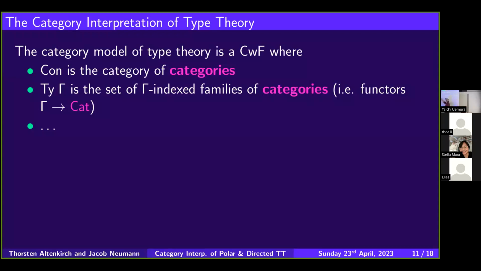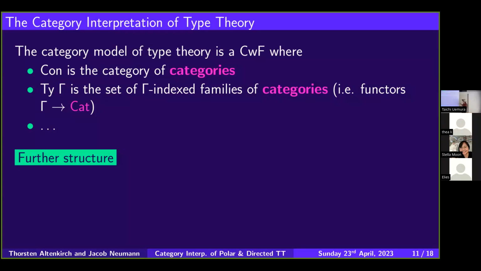Here our contexts are categories, and a type in context gamma is a gamma-indexed family of categories. Then we can go through all the other details and get that this is indeed a CWF, and it is well behaved and everything like that. But the interesting part is that we get some further structure on this CWF. It's not just a CWF. There's more to it than that.